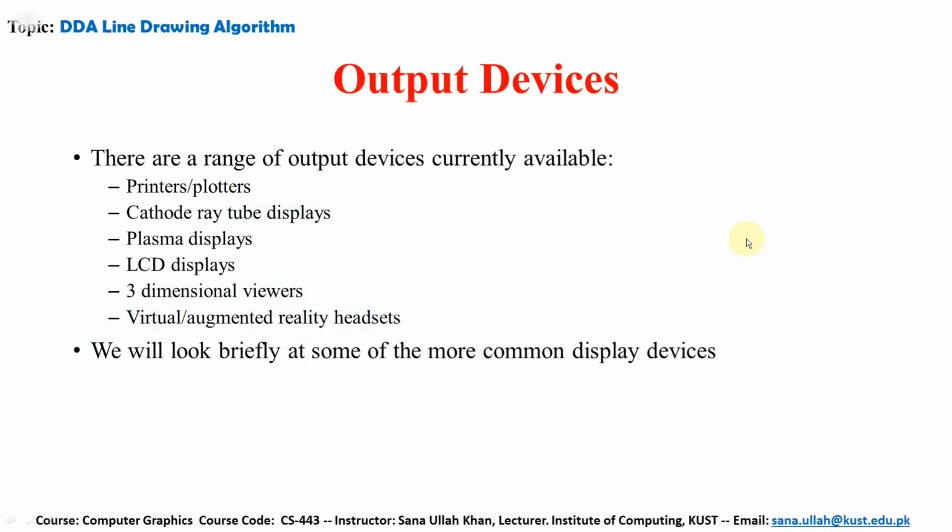There are different types of output devices used in graphics, like printer, plotter, cathode ray tube, plasma display, LCD display, 3-dimensional viewer, and virtual and augmented reality. We'll look briefly at some of the more common display devices. This was already discussed in detail in lecture 2.